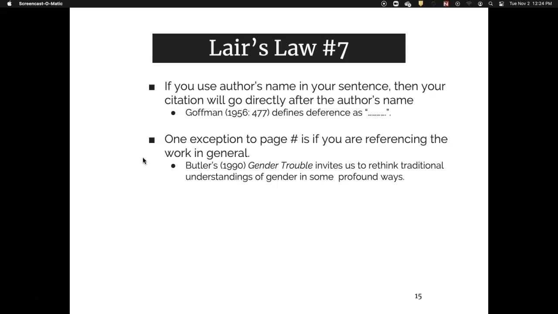Now, there are a couple of exceptions when you don't need to include a page number. One is if you're referring to the work in general, or the main point that it's trying to make, or offering a global perspective on a work. So an example would be Butler's, and since the author's last name is coming up in the sentence, the citation would go right after. And here would just be the year of publication, which is 1990. So, Butler's Gender Trouble invites us to rethink traditional understanding of gender in some profound ways. This is a very general or global statement about this book. I'm not referencing a specific point that Butler made on, say, page 23. So you can cite the work in general.